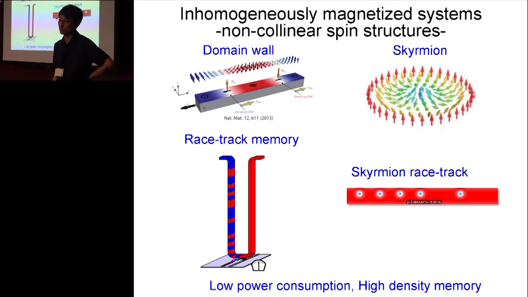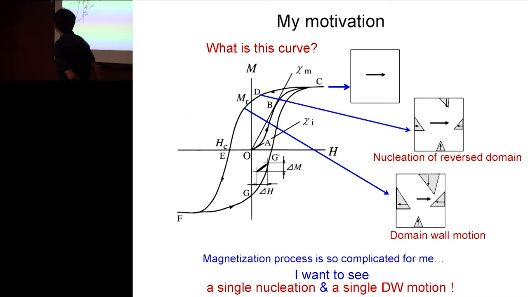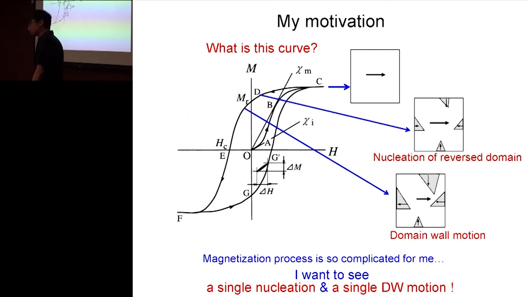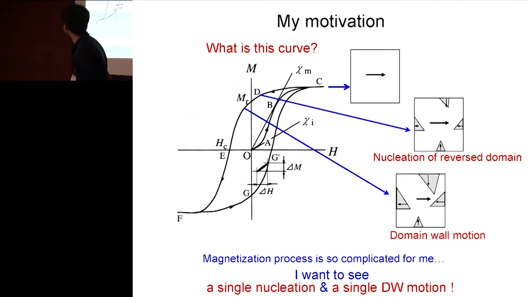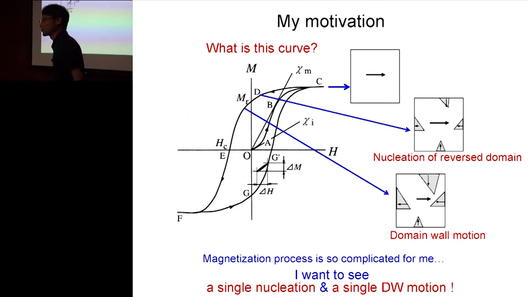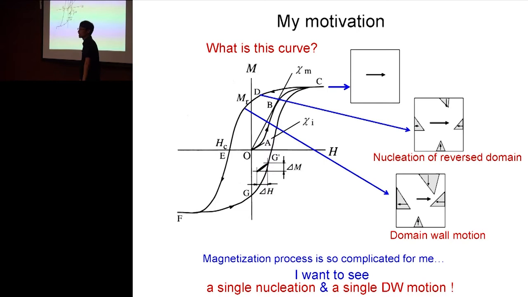So let me start with my motivation, when I started this work. This is a summer school, and you have heard many lectures, so you should know what this is. Yes, this is a magnetic hysteresis, a magnetization curve. What happens in this curve? When you have a magnetic field large enough, all spins are aligned in one direction, saturated, a single domain structure.